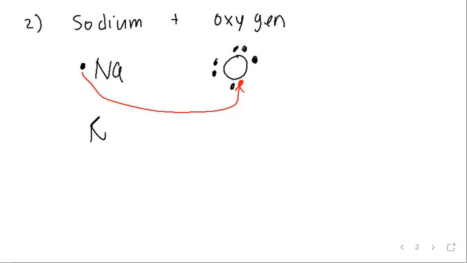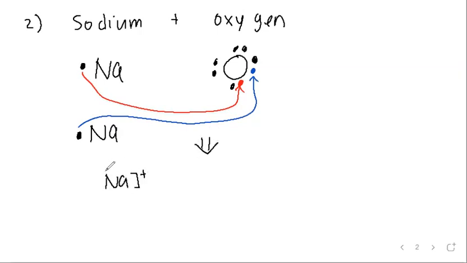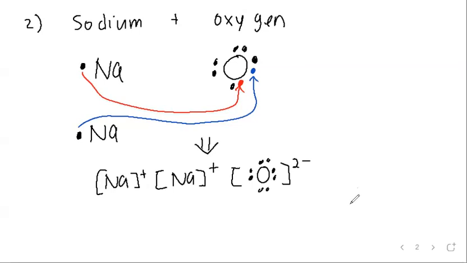And so to fill that spot up, we're going to bring in an additional sodium. Now we can transfer a second electron right up here. And so the result of this is that we end up with Na plus, our first sodium that lost an electron and became a sodium ion. Our second sodium that lost an electron and became a sodium ion. And our oxygen that gained 2 electrons became an oxygen ion. And it has a charge of 2- because it gained 2 electrons.